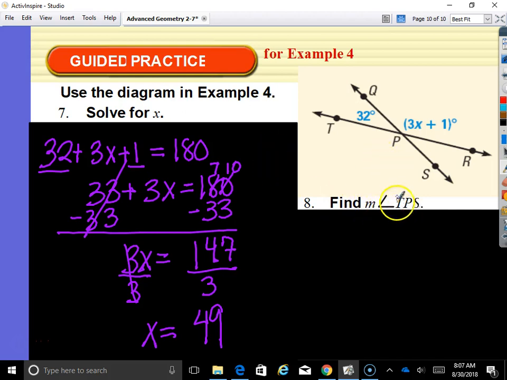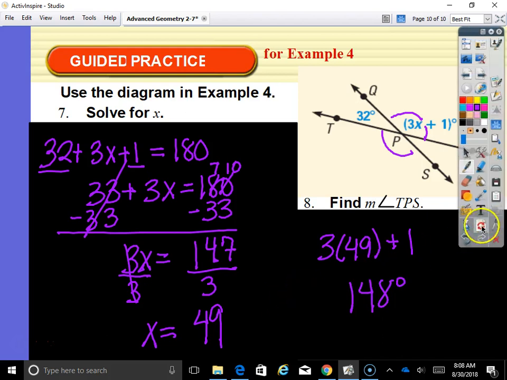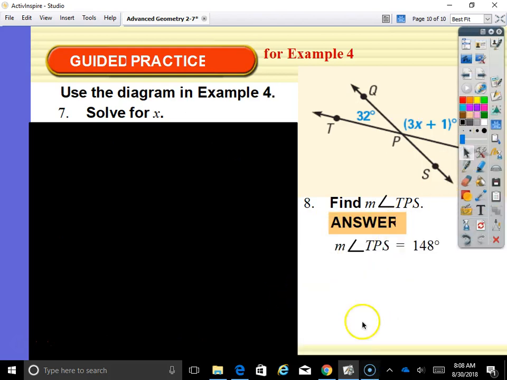And now that we know that x is 49, what is angle TPS? Angle TPS is the same as this angle, correct? So it'd be 3 times 49 plus 1. Well, 3 times 50 is, wait, sorry, 3 times 50 is not 75. 3 times 50 would be 150. 150 minus 3 is 147. 147 plus 1 is 148. So it should be 148 degrees. So we have 49 and 148 degrees.